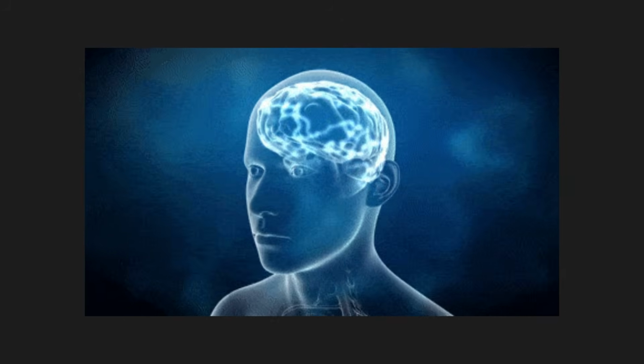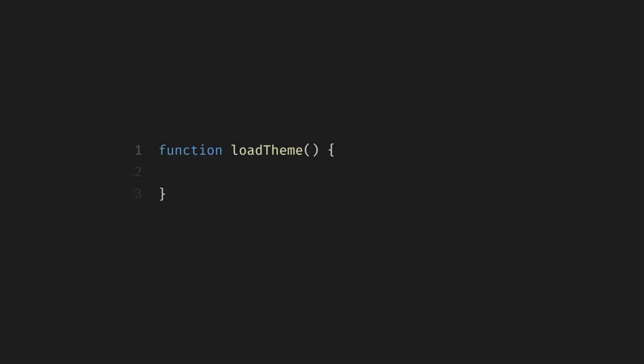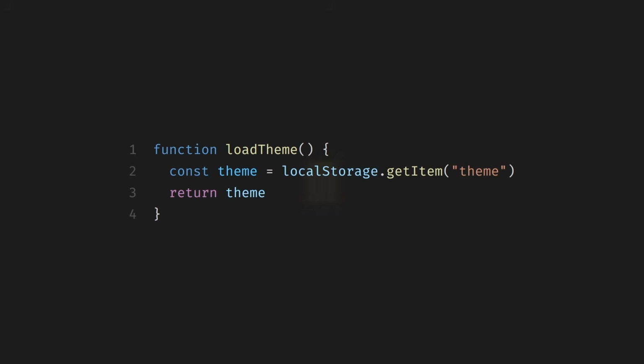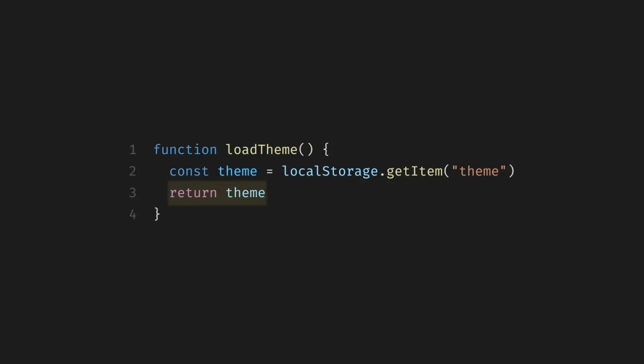Now comes the important part. Using that memory when the app starts. We create another function called loadTheme. Now let's ask the browser what it remembers. Inside loadTheme, we call getItem with the key theme and store the result in a variable called theme. That variable now holds the saved choice, so we can apply it right away.